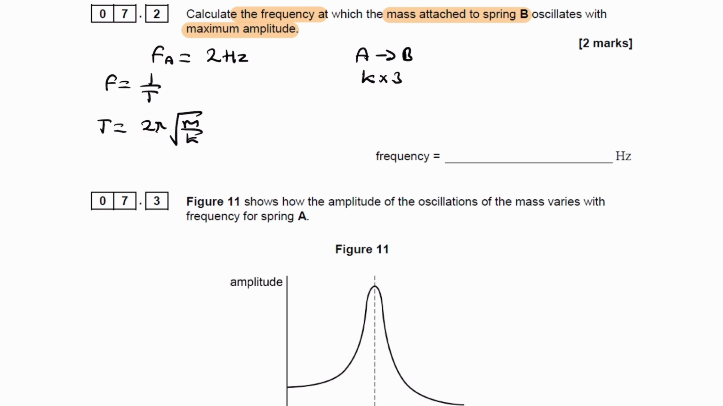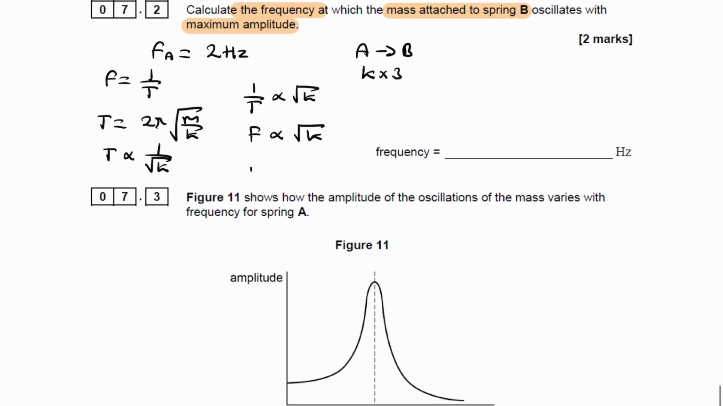So if we're using proportionalities, let's disregard all the things that are constant. So 2 pi is constant, the mass is the same for both springs, so T is then proportional to 1 over root K. Frequency is equal to 1 over T, so if I do the reciprocal of both sides of this proportionality, I get 1 over T is proportional to root K, and 1 over T again is frequency, so frequency is proportional to root K. K triples, so frequency will then get multiplied by root 3.